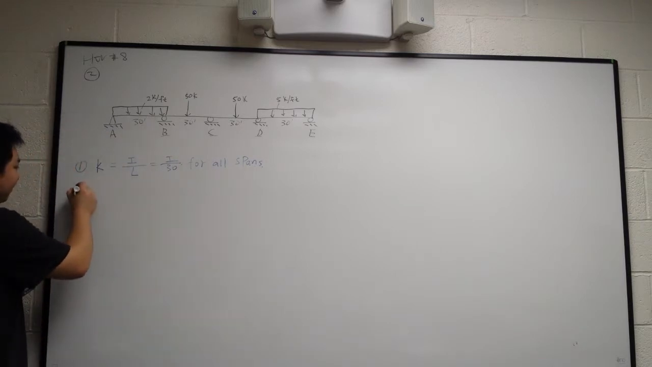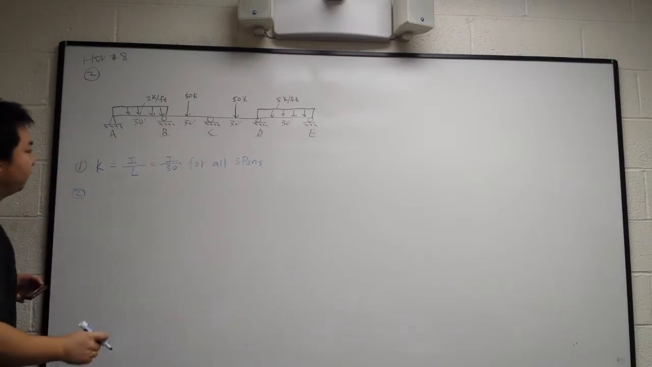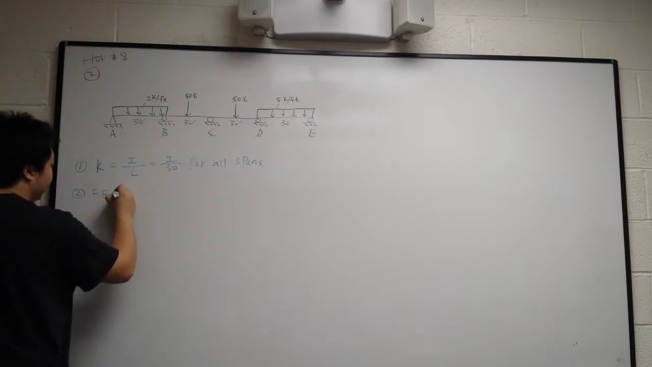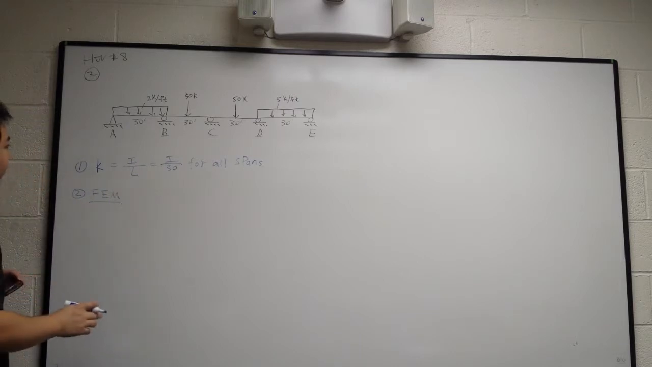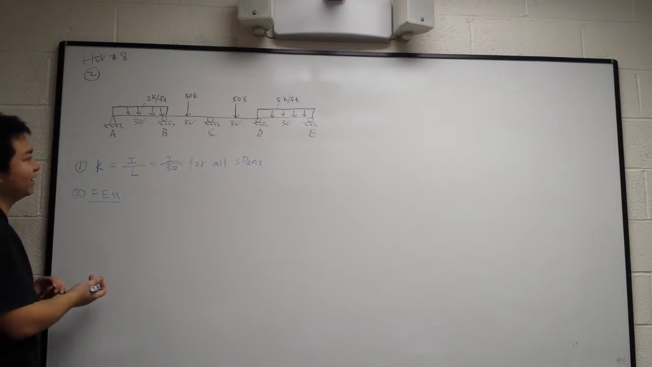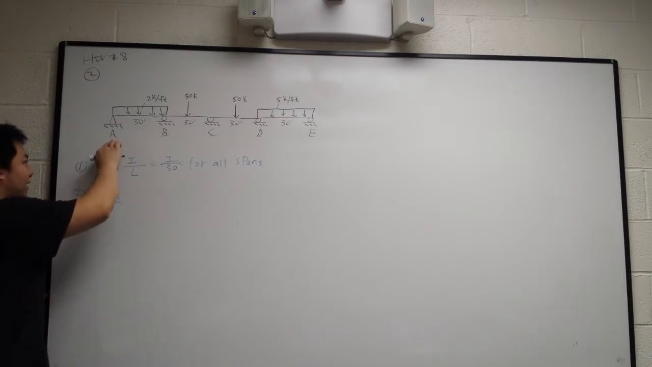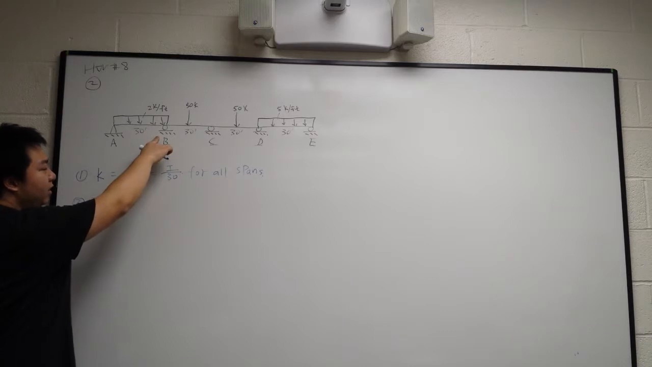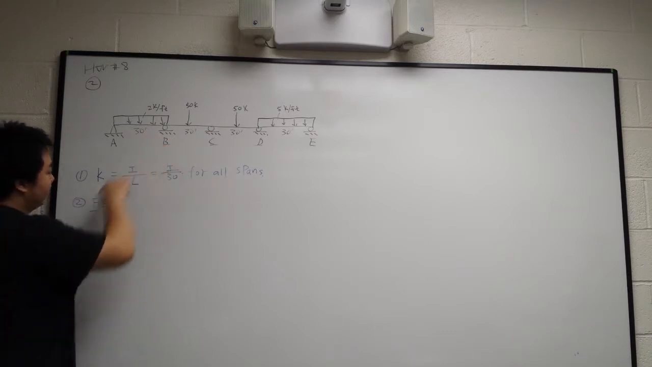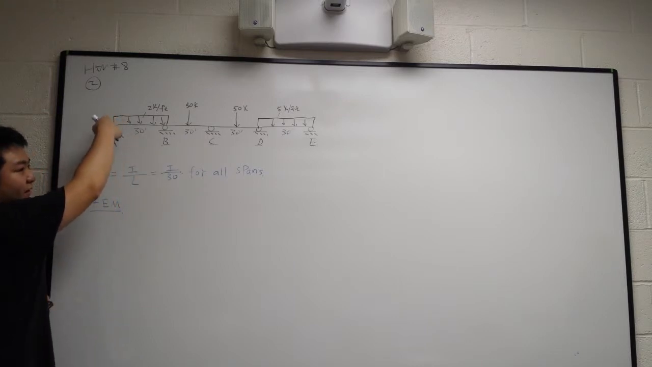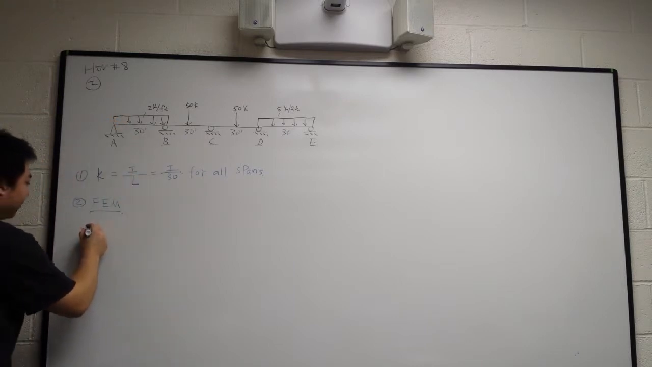So second step, you have to find your fixed end moment. For the first one, you need to have a fixed end. This one, like what I said before, is not a fixed point, so you don't consider this. Internal roller, it is a fix. So you have fixed end moment B to A, but not A to B, because A is not a fixed point.